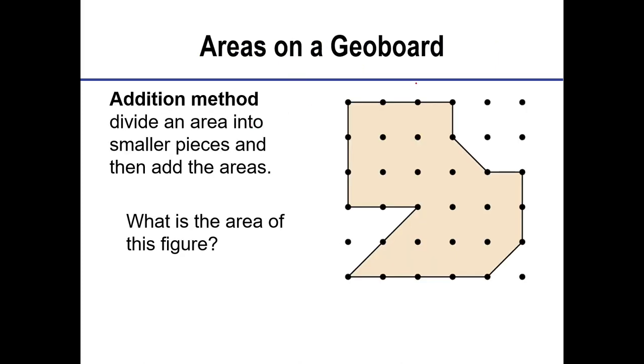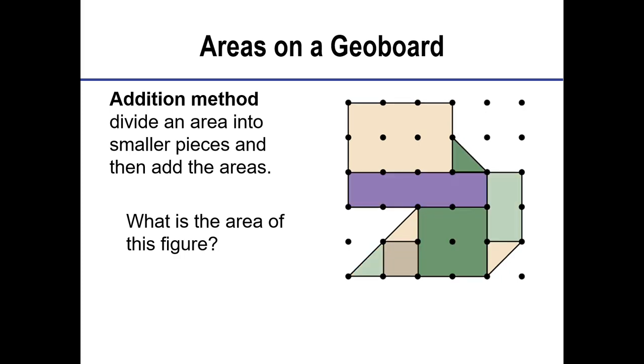Let's consider this geoboard, which consists of the following figure on the right. We're going to use the addition method and divide an area into smaller pieces and then add the areas. What is the area of this figure? Well, first we'll start and divide it into simple figures like rectangles and triangles.